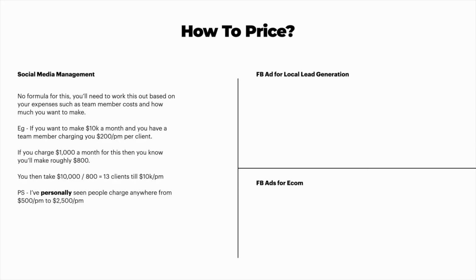So what you then do is you take the $10,000, which is your goal figure, and you divide it by basically your lowest retainer, which is $800. You know you're going to need to close 13 clients until you make 10K profit per month. So what you need to do is figure out how many clients you want to take on, how much money you want to make per client, how much your costs are, and then reverse engineer it and do the maths backwards this way.